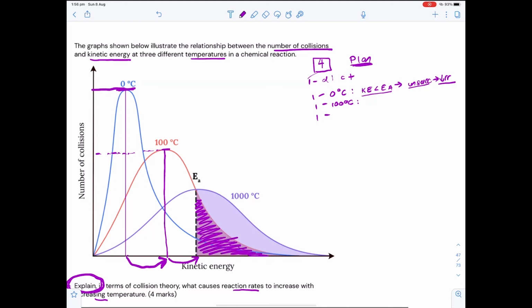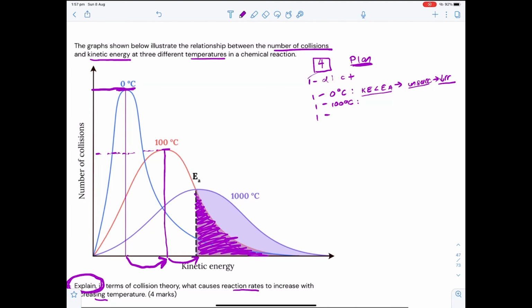If you had to estimate that, Annette, what percentage would you say of particles actually have energy greater than activation energy? Is it more than 50, less than 50? Less than 50. Yeah, so you can say, however, even at 100 degrees, the majority of particles are still colliding at a kinetic energy less than activation energy. As a greater area of the curve exists to the right-hand side of the activation energy, the reaction rate will increase compared to the 0 degrees curve.